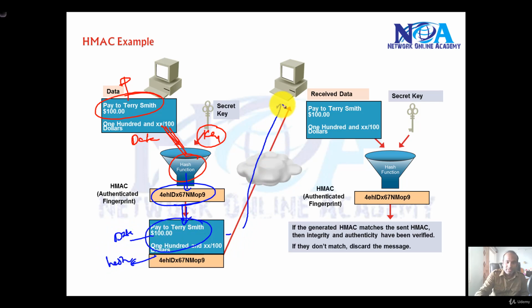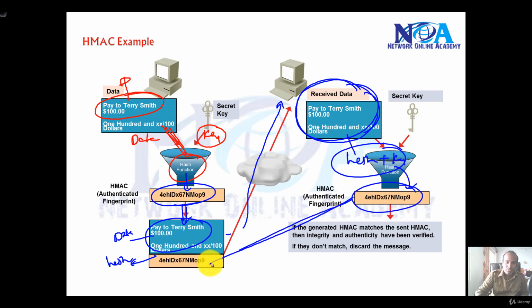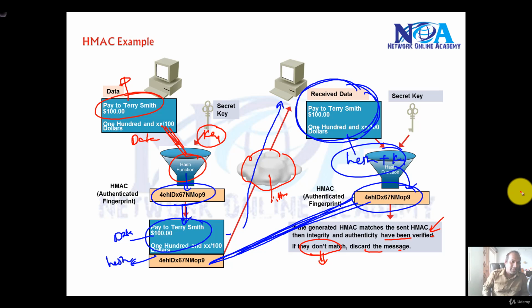Once the receiver receives it, he extracts the data and runs the same hash algorithm along with the key to generate the hash value, and the hash value must match on both sides. So even if the attacker in transit captures the data, he cannot modify it because he doesn't know the key. If the hash value matches, then the data is not modified. If they don't match, the data is modified and the message will simply be discarded.